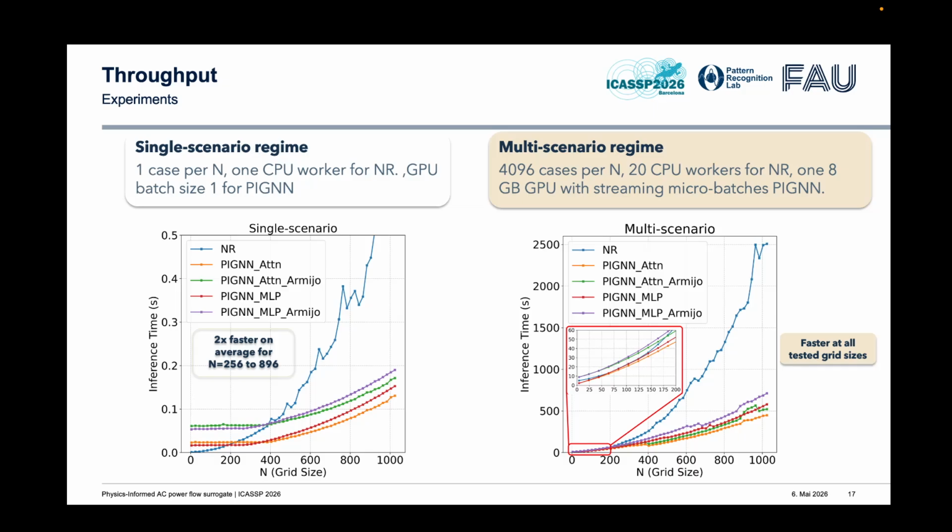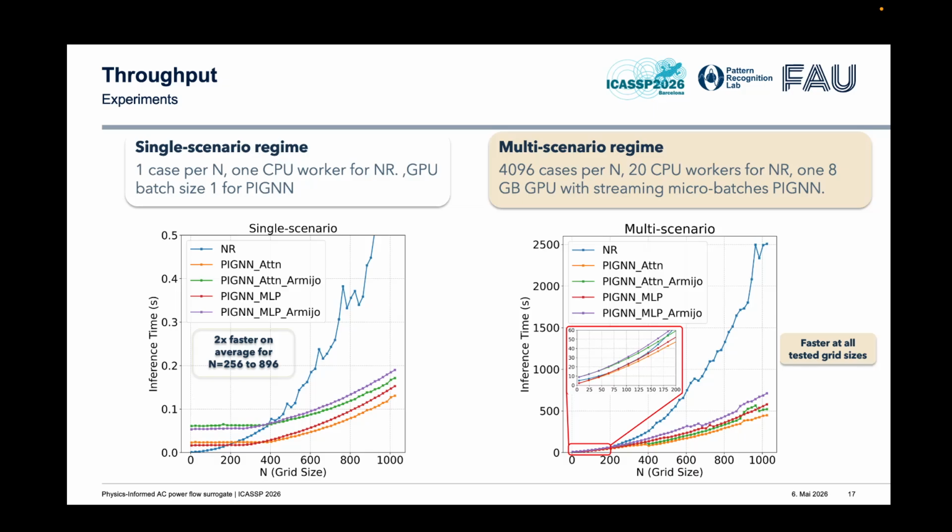And as you can see here, in both scenario regimes, the Newton-Raphson scales superlinearly, but polynomially. So in the single scenario regime, the Newton-Raphson stays competitive when the grid size is small, but the physics-informed graph neural network solver becomes faster as the grid size increases. In the multi-scenario regime, our physics-informed graph neural network solver consistently outperforms the Newton-Raphson.